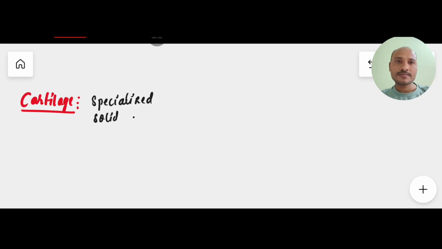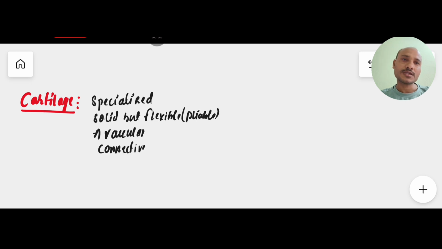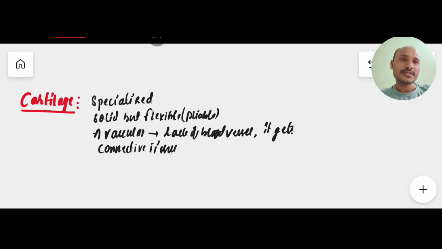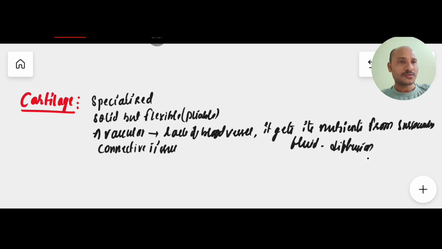Today's topic is cartilage. What is cartilage? It is a specialized, solid but flexible or pliable avascular connective tissue. Here, avascular means lack of blood vessels. Hence, it gets its nutrients from the surrounding fluid by the diffusion process.